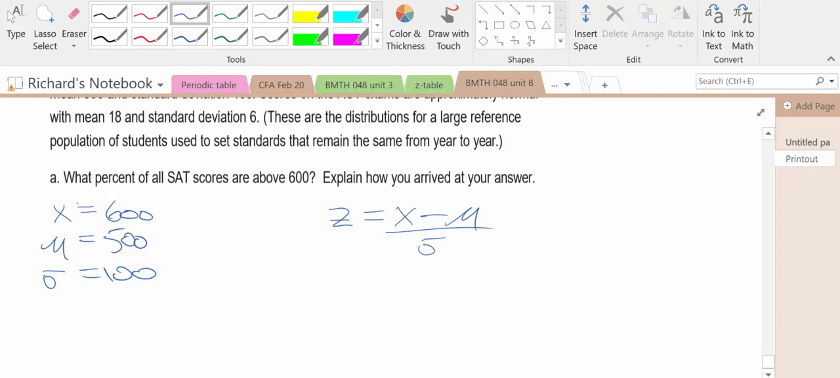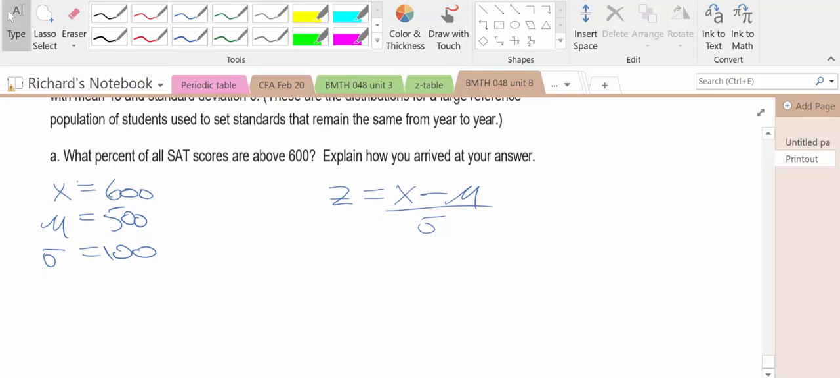Notice that with this formula, you can actually have negative Z-scores. If you get a negative Z-score, that just means the value is below the mean. In this case, however, we've got a positive Z value because the value 600 is greater than the mean. So Z equals 600 minus 500 divided by 100. Well, that's 100 divided by 100, which is just 1.00.